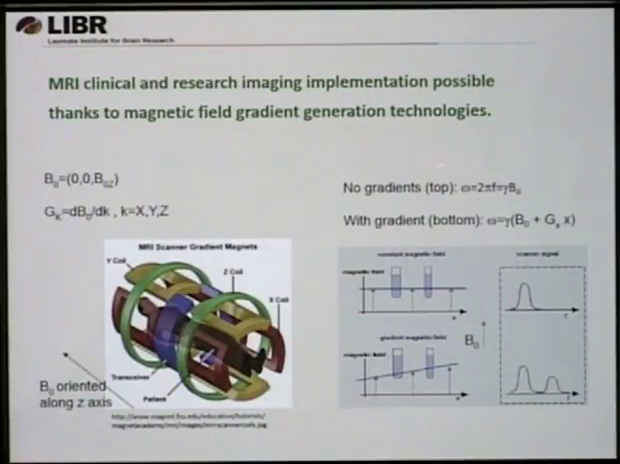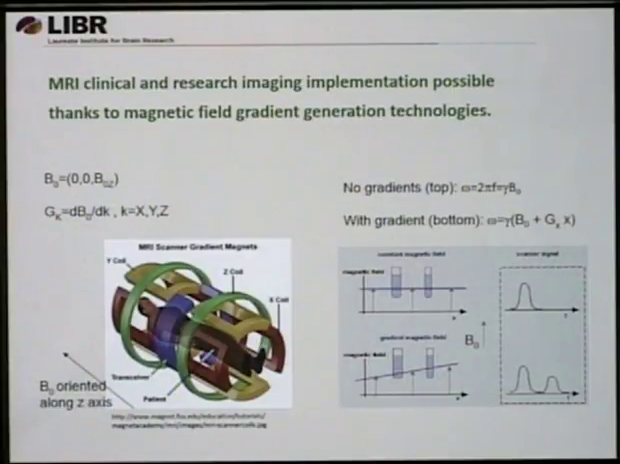But to actually get the image, we need something else. Of course, the magnet is important. But say if I put myself in the magnet and don't have this something else, and measure signal from my brain, the magnetization, I would get a signal like this, which would not distinguish, for example, water from this part of the brain from water from that part of the brain.